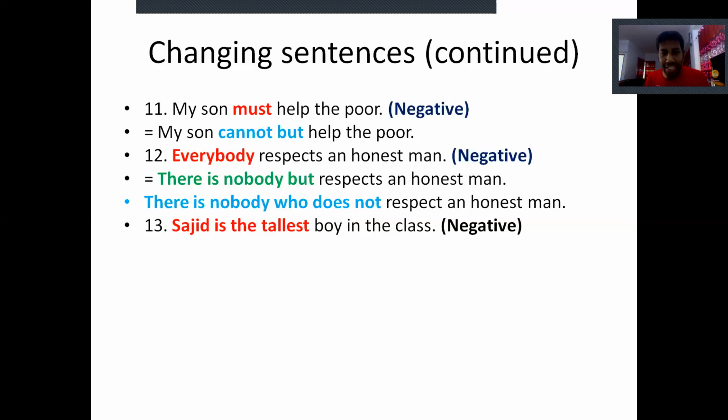I mean as plus adjective plus as. This adjective is in positive degree. So no other boy is as. The positive degree of tallest is tall. No other boy is as tall as, then the subject, as tall as Shazid. You should use this prepositional phrase, in the class, just after the noun boy. So in the class will go to the place following the noun boy. So, no other boy in the class is as tall as Shazid.